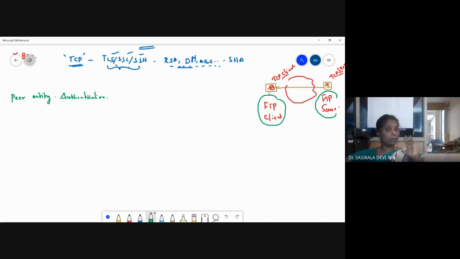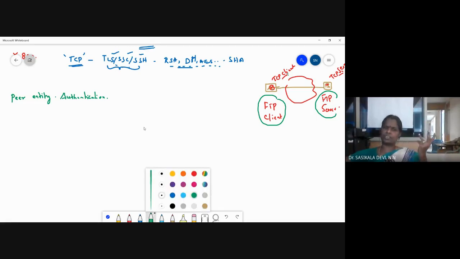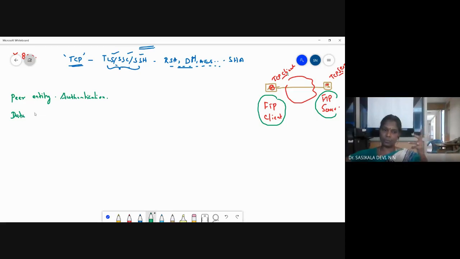Most of the time, application layer processes require data origin authentication. The transport layer process requires peer entity authentication. Both are different, so we have two different types. The user need not be authenticated; user authentication is something different. So the second thing is data origin authentication. Data origin is not a user. Data origin is a process, an application process.